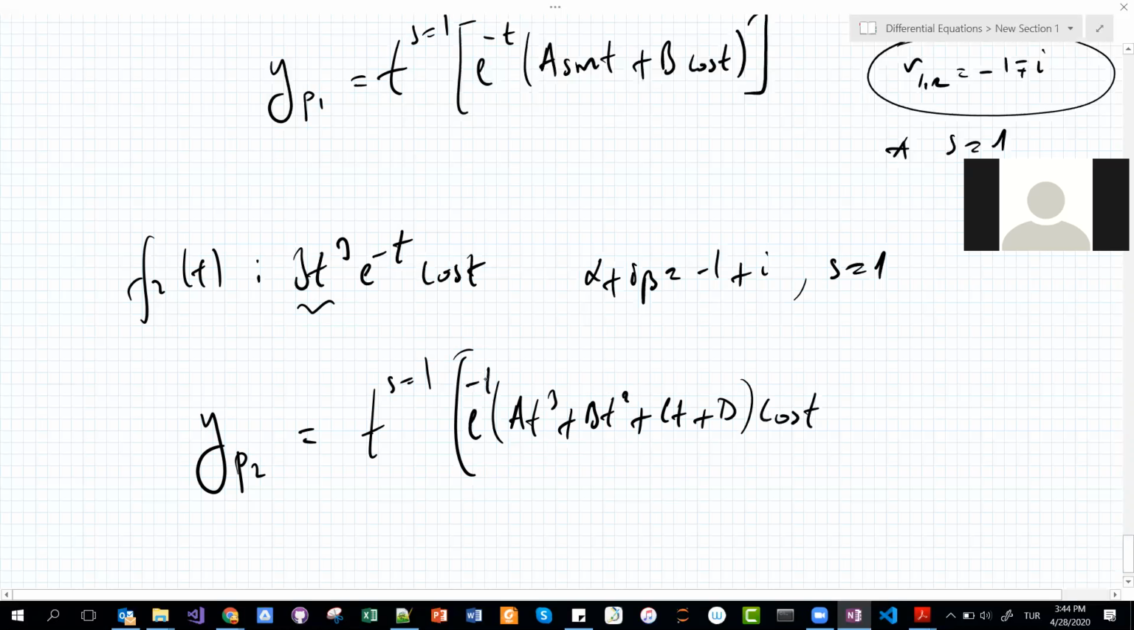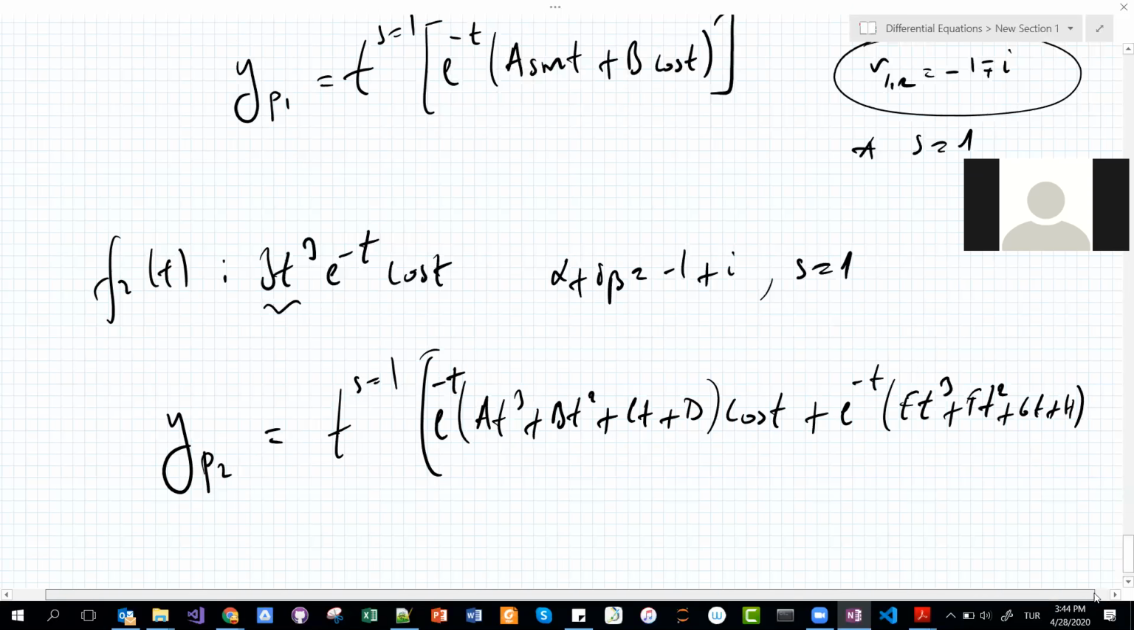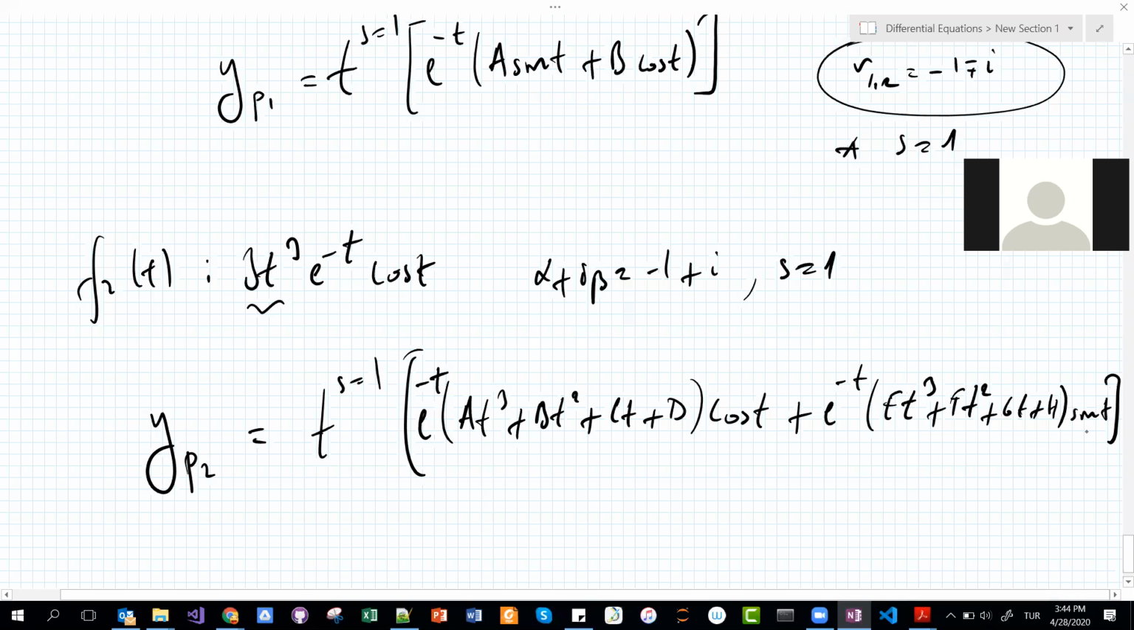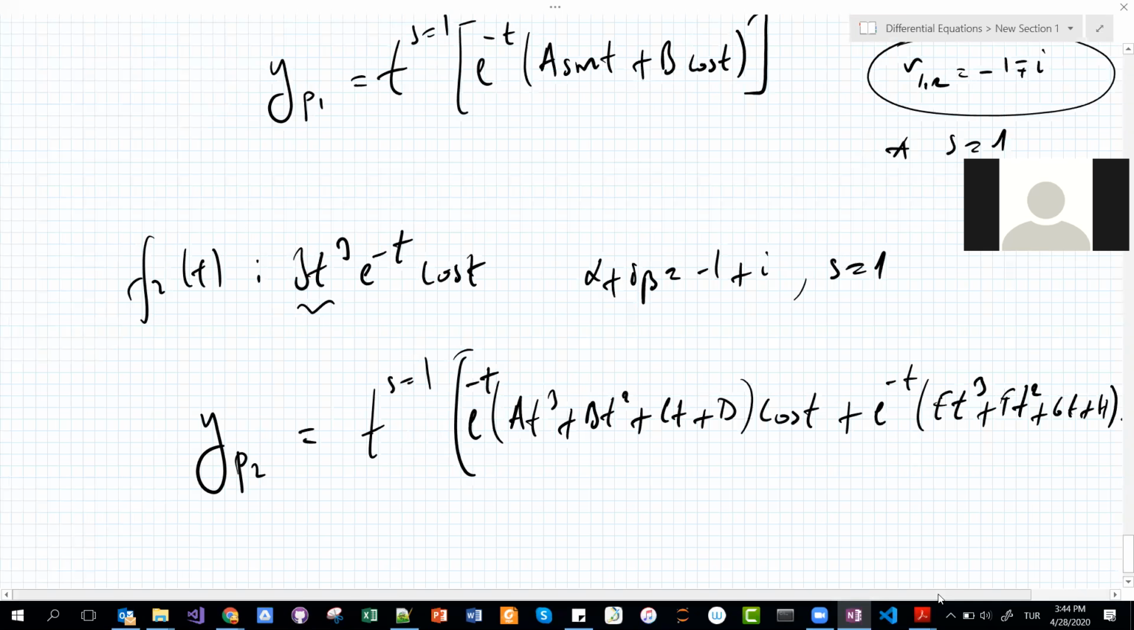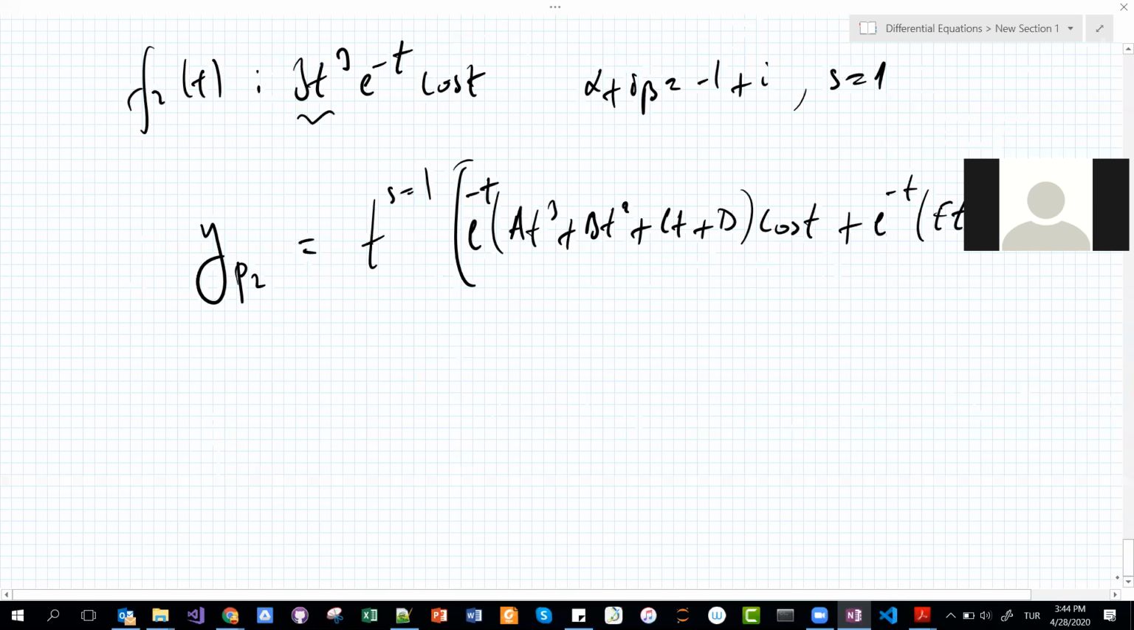Don't forget the e^(-t), as I did. And then also e^(-t) times Et cubed + Ft squared + Gt + H. Sorry, I don't have enough space here. Oh, sorry, I have sine t. Okay, that's going to be my particular solution for the y_p. So that's how you need to solve this type of problem. You just need to provide the form of the solution. That's it. You don't need to solve it.